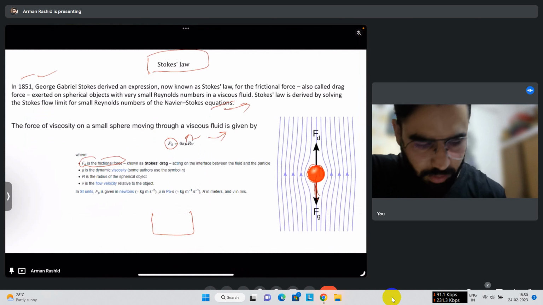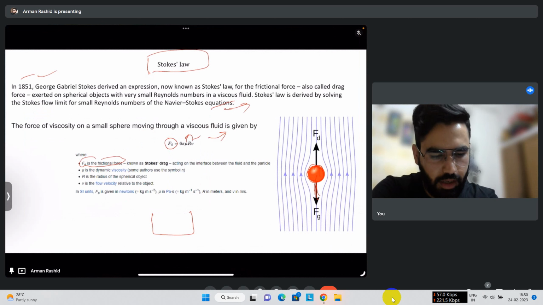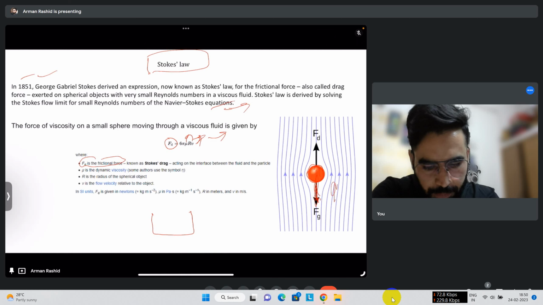R is the radius of the ball. Obviously the backward force that is offered to a spherical object will be directly proportional to the size of the object, and V is the velocity of the ball compared to that of the liquid. So this is Stokes law. This we will also use.